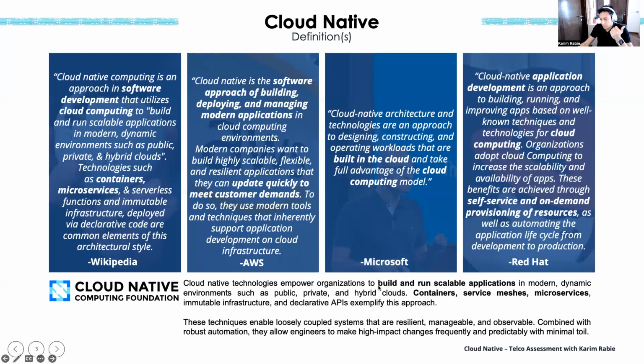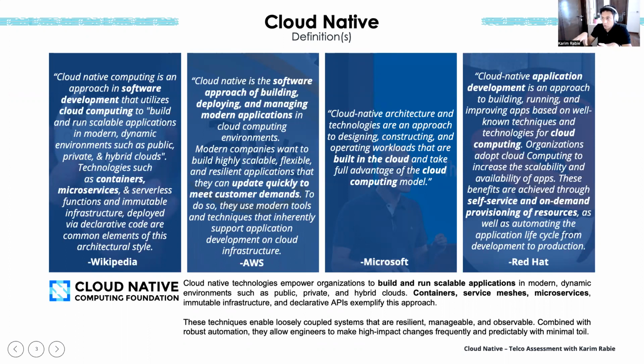So CNCF says cloud native technologies empower organizations to build and run scalable applications in modern dynamic environments such as public, private, and hybrid cloud. And if you see any definition of cloud native, you'll always see that it must be capable of being deployed in any environment: private, public, hybrid. That's what makes the application cloud native, that it's not dependent or coupled with a specific cloud stack. It can be run over any environment. Containers, service mesh, microservices, immutable infrastructure, declarative APIs. These are all technologies enabling, or forming, an application that's cloud native. These techniques make loosely coupled systems resilient, manageable, observable, and combined with automation. So automation also is one of the modern aspects of cloud native.